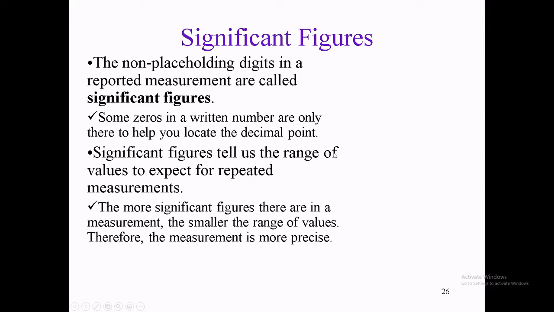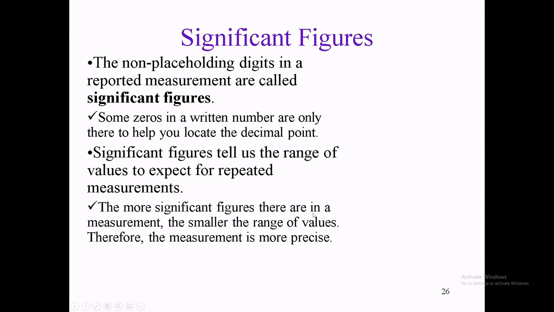Significant figures tell us the range of values to expect for repeated measurements. Okay, so that means that we consider the lowest value that could be represented by a number. We take our significant figures, we imagine what the lowest value could be on the low end of that estimated value, and the top end of it, if that estimated value was at its highest, that would still get us that significant figure. That means that our repeated measurements should fall between that top and bottom range.